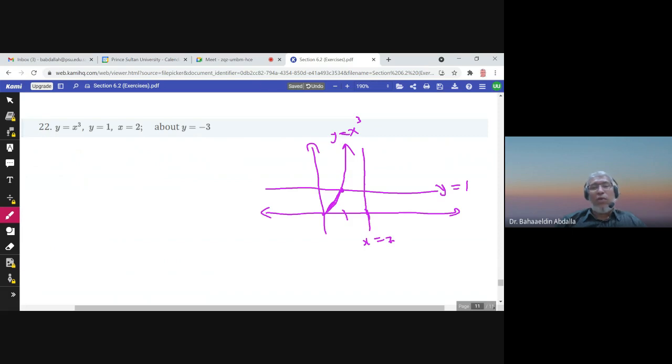So now y equals 1. Let us find the region. Y equals 1. That's the region. X equals 2. And the curve y equals x cubed.